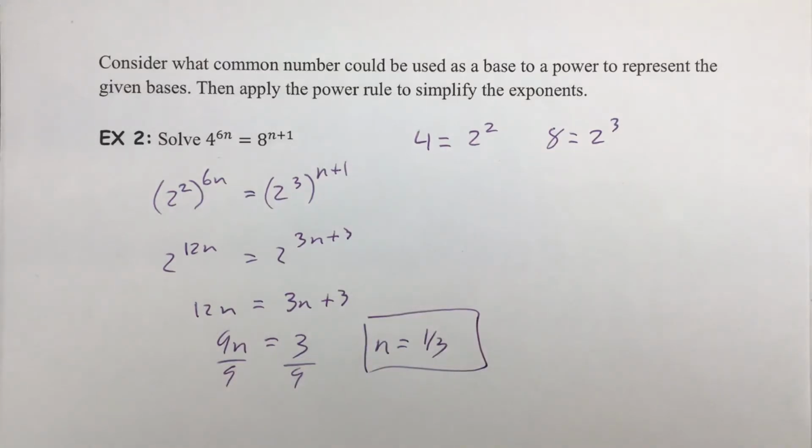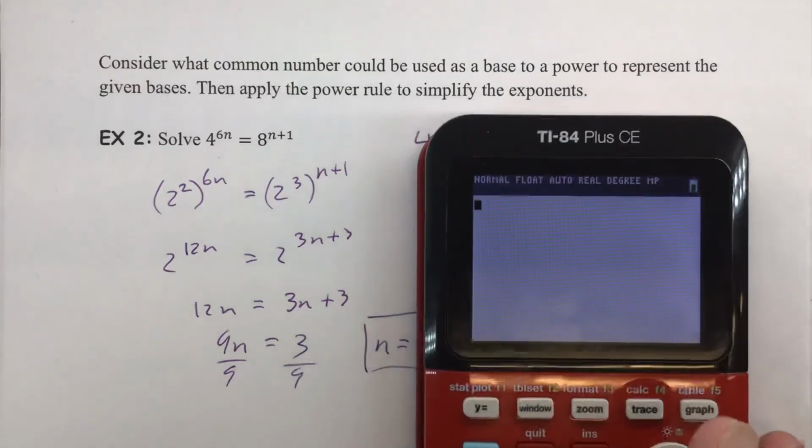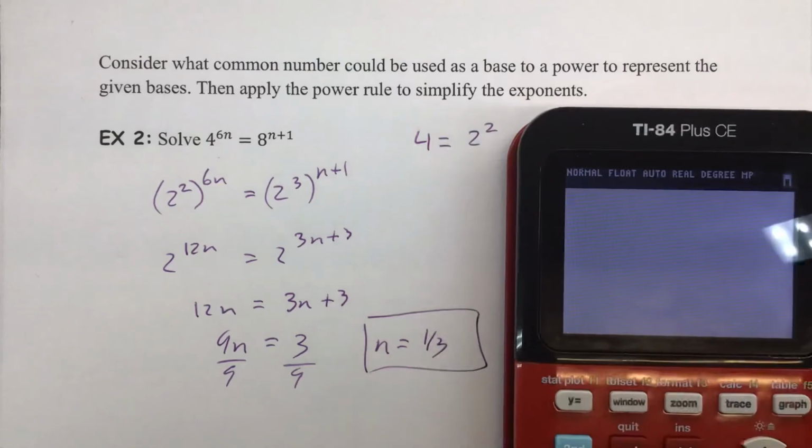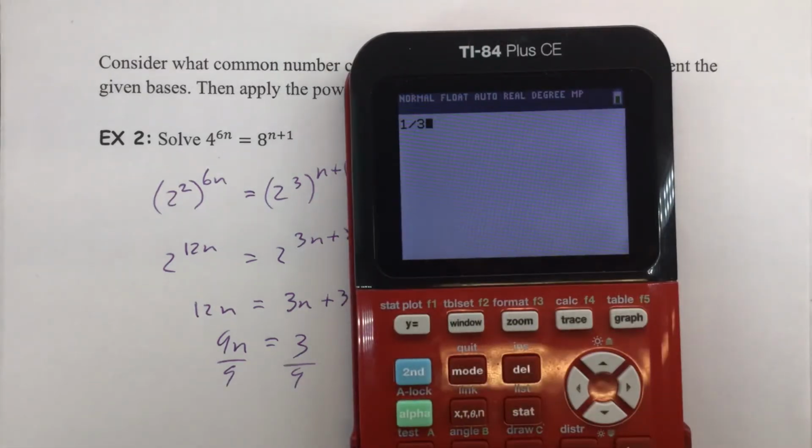All right, and just to verify that this does work, what I'm going to do is store 1/3 into my calculator. I'm going to type in 1/3, then I'm going to store it. I'm going to call it letter A, so it's going to be saved under that letter. Every time I press A, I get 1/3.